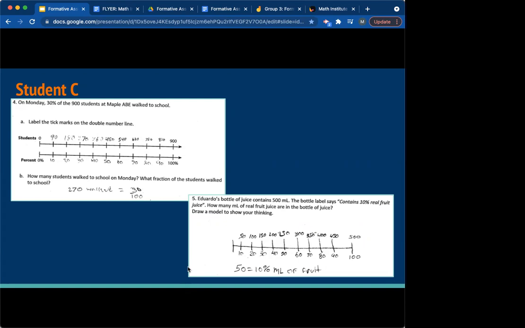And I also really like where student C ends in part B, where they've got 30 over 100. So now we can have a conversation about reducing it or something like that. Everybody doesn't just look at student A and be like, oh, they get it, I don't get it, I feel stupid.